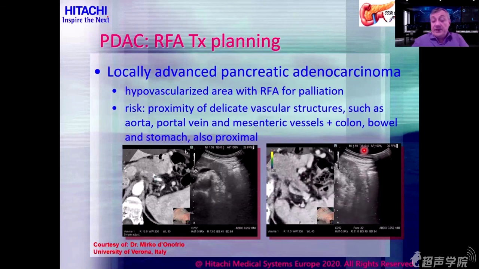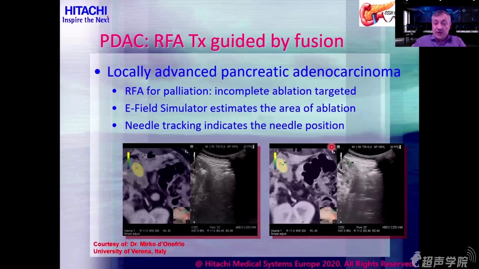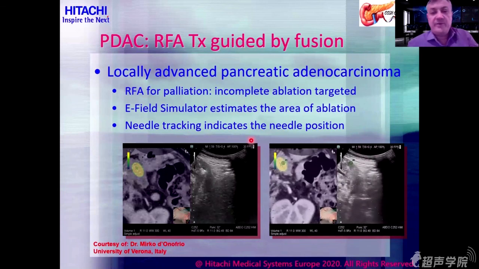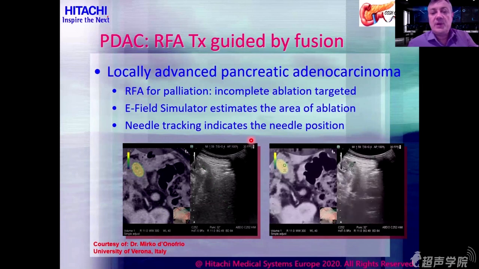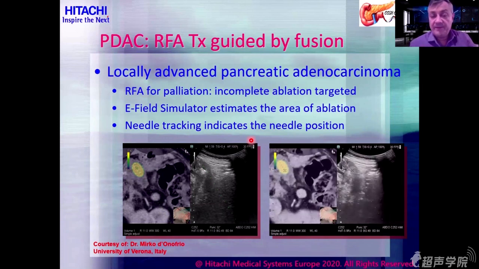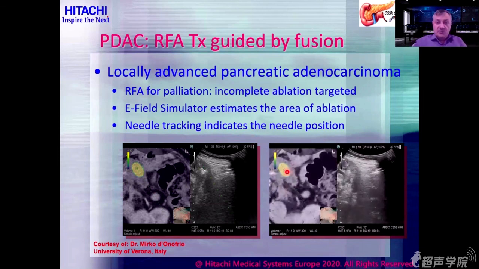Of course, the idea would be to do radiofrequency ablation, and you can see how the needle goes into the lesion. However, radiofrequency ablation is used for palliation, so incomplete ablation is always planned. Then you can use the E-field simulator to estimate the area of ablation. And then if you use needle tracking, that indicates the needle position.